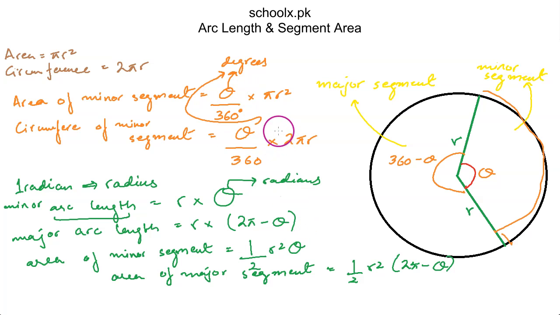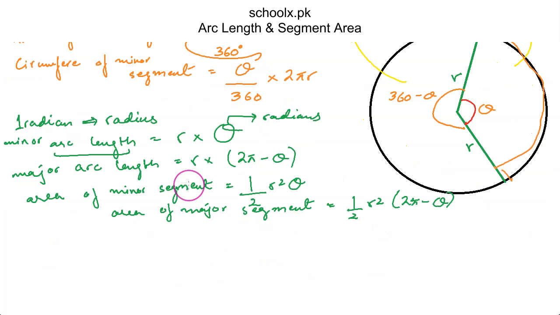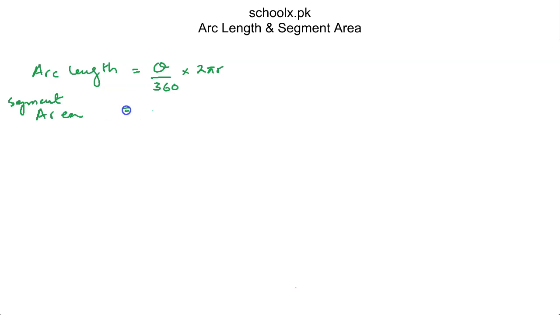And this is for when the angle is in degrees, and this is for when the angle is in radians. So moving on, we now have two formulas for when the angle is in degrees, and two formulas for when the angle is in radians. For arc length, when the angle is in degrees, we'll use theta over 360 into 2πr. The segment area when the angle is in degrees is the angle of that segment over 360 into πr squared.